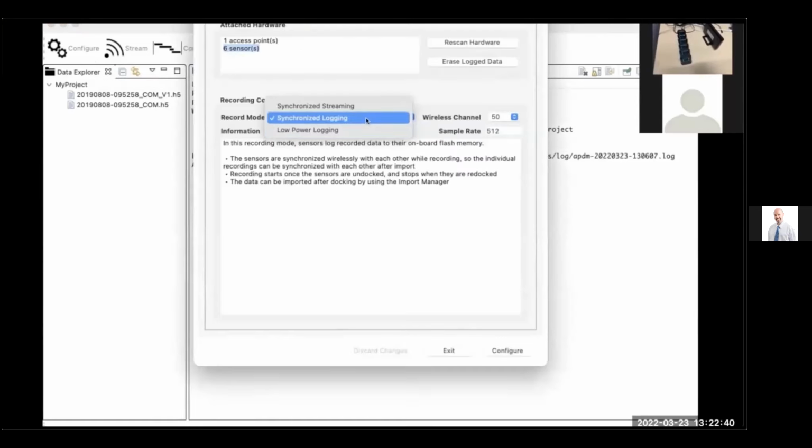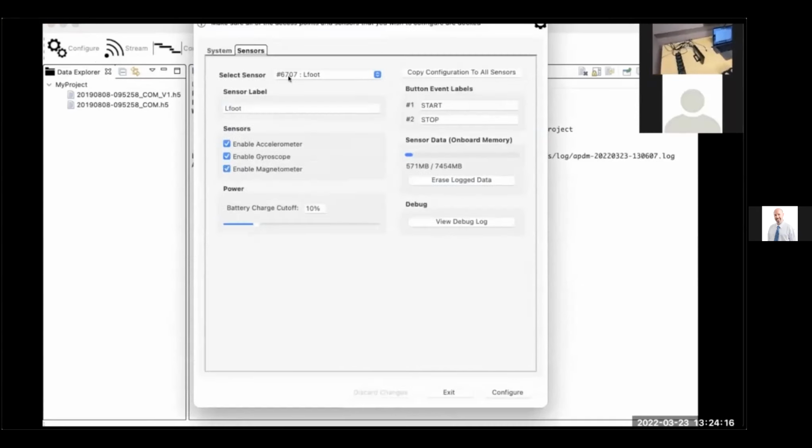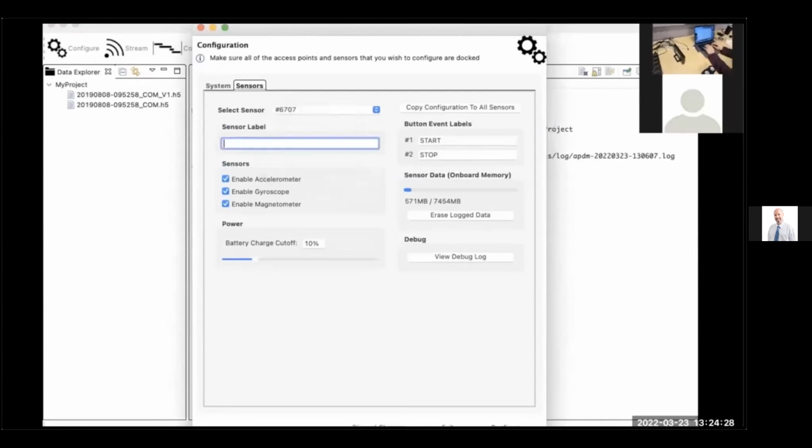You can be in synchronized logging, so this is for us when we do on-field data capture or we do something that's away from the lab or that needs to run continuously through multiple motions. And the sampling rate can go anywhere from 30 to 512 hertz, depending on the types of movement that you're trying to capture. So here you can name your sensor, and I want this to be, well, I still want it to be left foot.